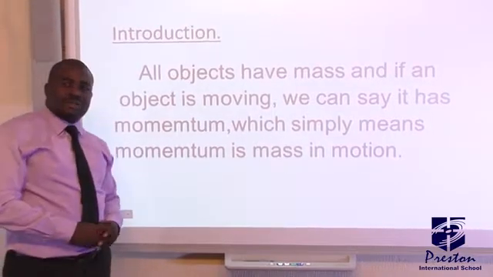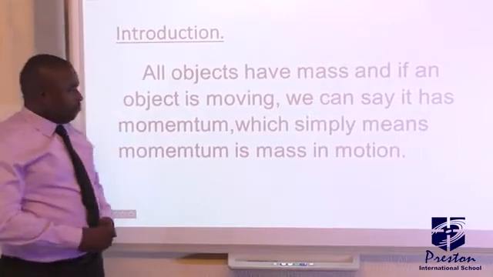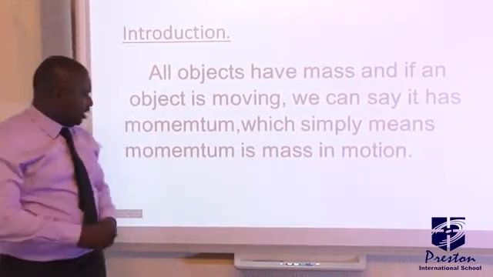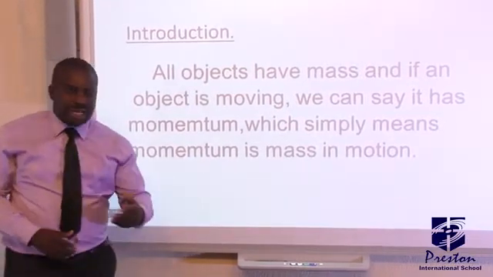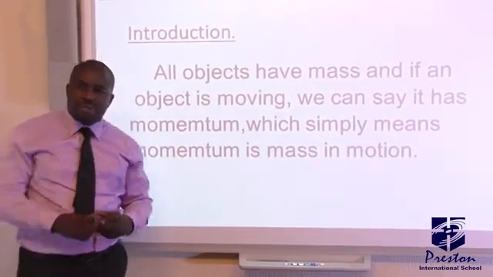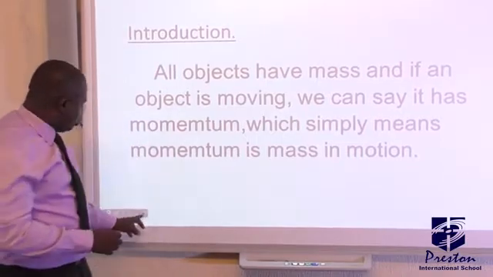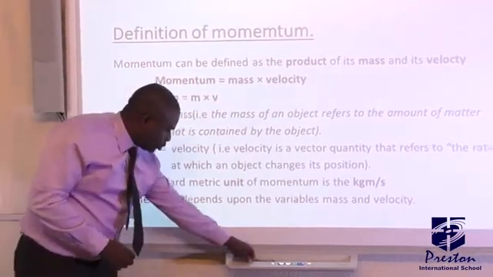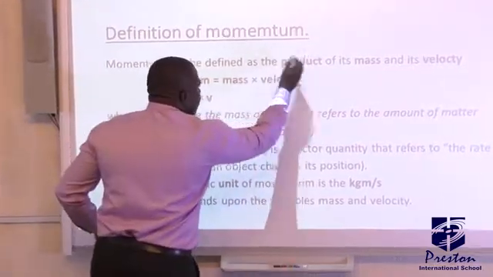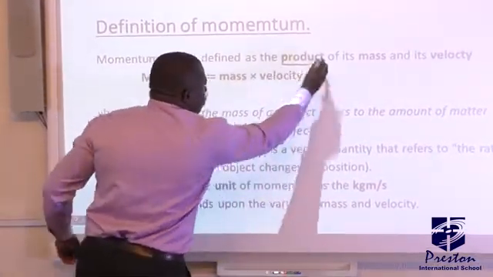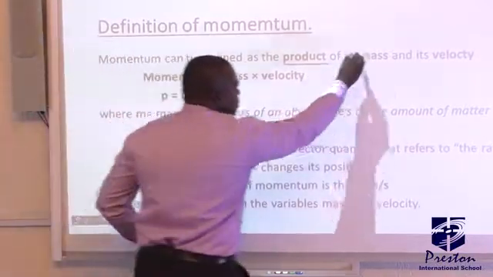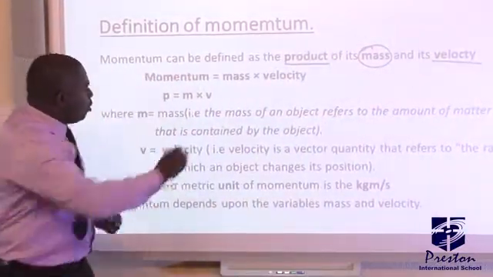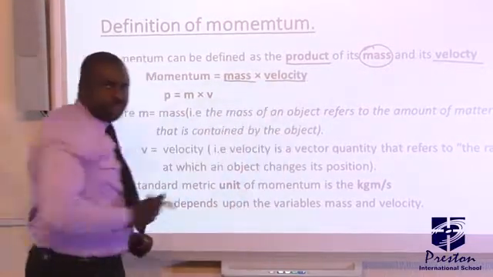You remember that all objects have mass, and if this object is moving, then we can say this particular object has momentum, which simply means momentum is mass in motion. So by definition, we can define momentum, pay attention to this, as the product of its mass and velocity. That is, momentum is mass and velocity.